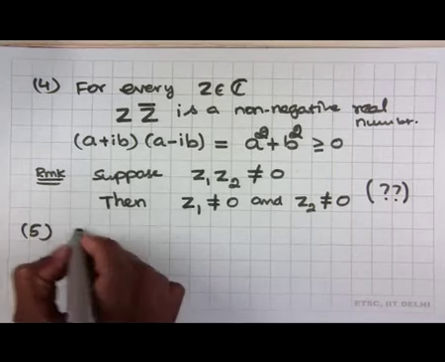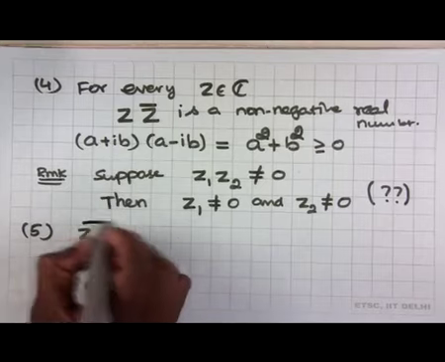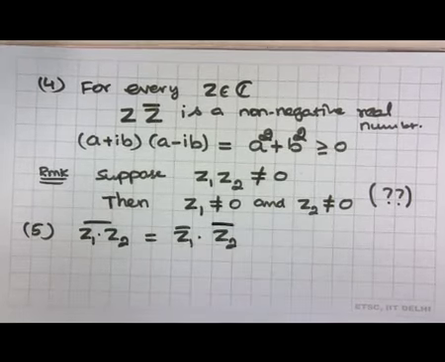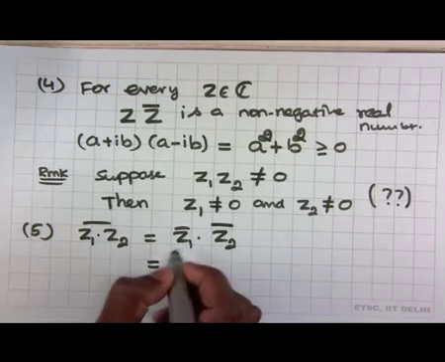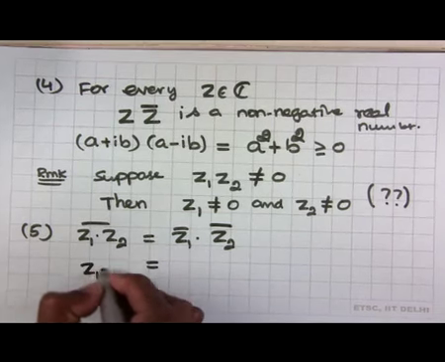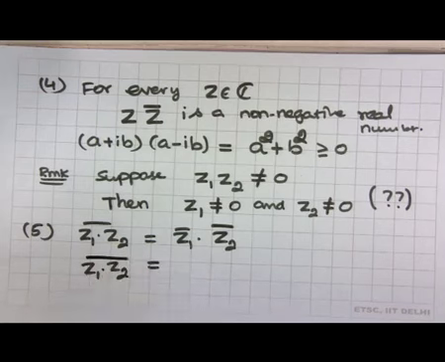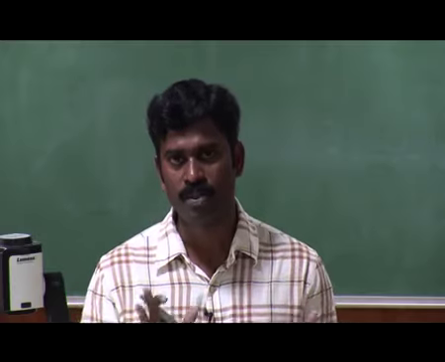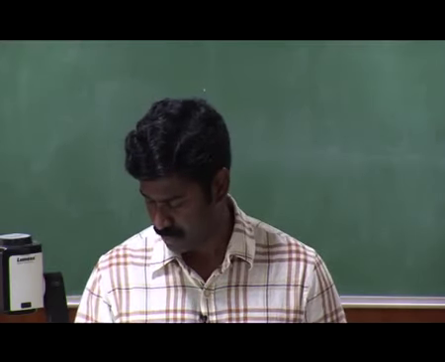Fifth property, that is Z1 into Z2 bar, it is Z1 bar into Z2 bar. It is easy to realize. So, let me just consider Z1 Z2 bar. First you take the product and then take its conjugation, which is same as take the conjugation for each complex number, then do the product, both give the same complex number.